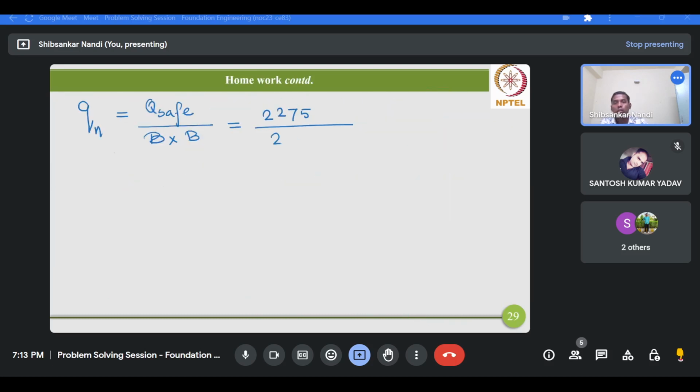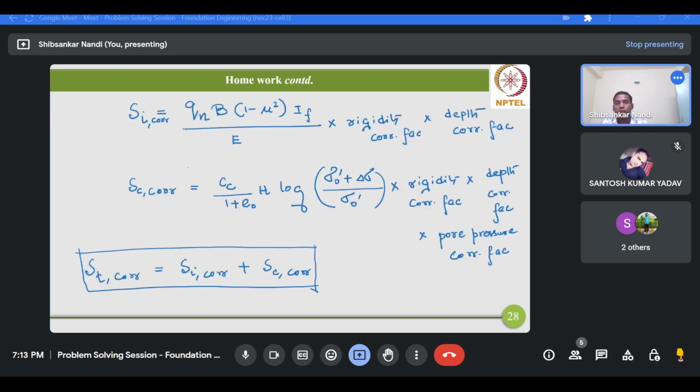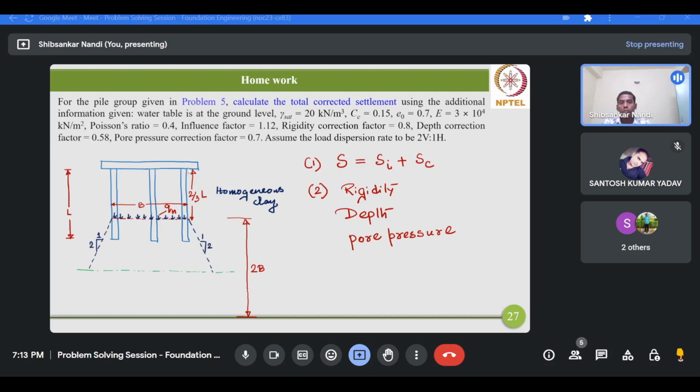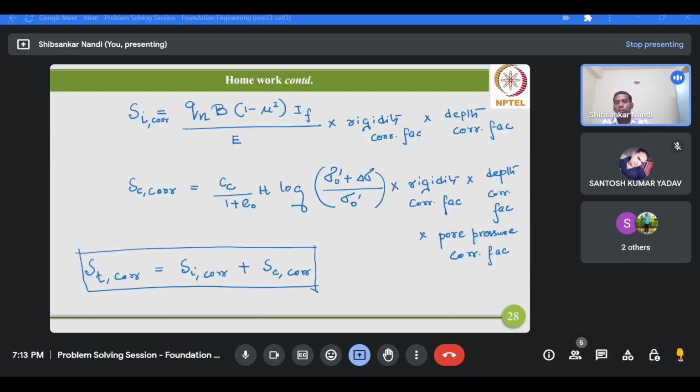So 2.4, this much kilometer. So B is your 2.4. Okay, now first we'll talk about the immediate part.